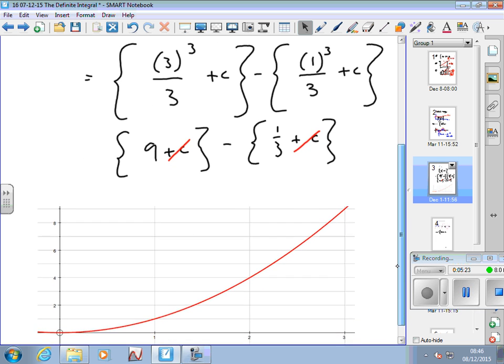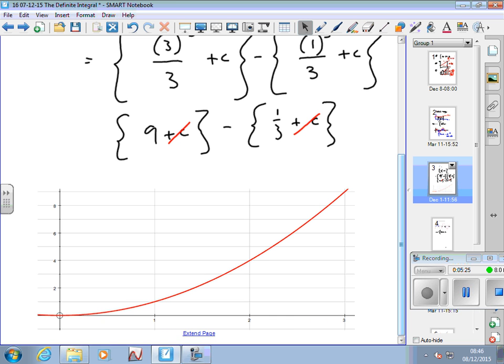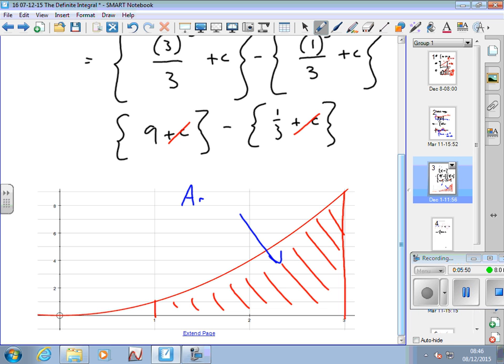So if I plot this function, and you've got the plot at the bottom of your notes there, what we've done effectively is found this area between 1 and 3. We found that area. And it turns out to be 9 minus a third, which is 8 2/3. So I know that this area is 8 2/3, or 8.67 if we wanted to write it as a decimal.